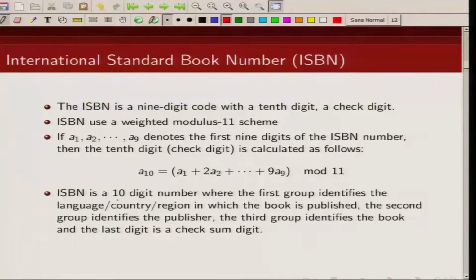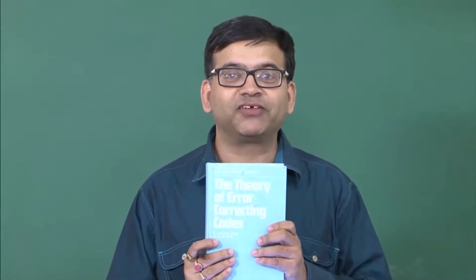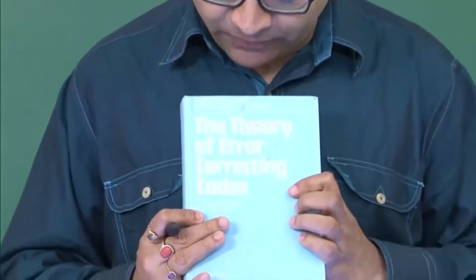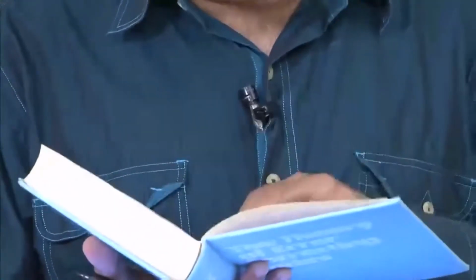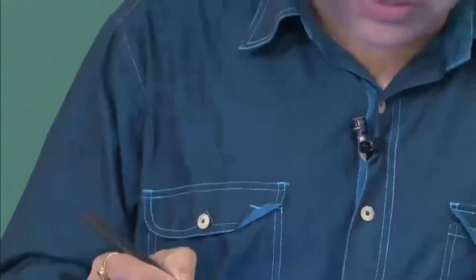An ISBN is typically a 10-digit number where the first group identifies the country or region where the book is published, the second group identifies the publisher, and the third group identifies the specific book, and finally the last digit is actually a check digit. So, let us take an example. Let us take this book. This is one of the reference books that we are using, The Theory of Error Correcting Codes by MacWilliams and Sloane.